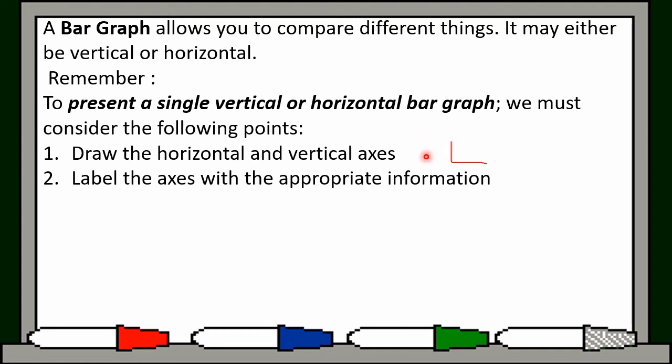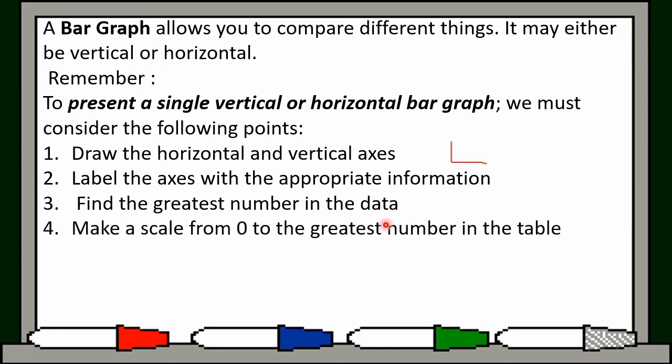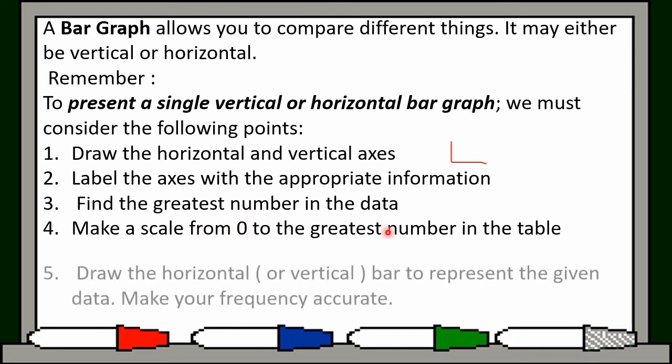And then sa another type of graph naman, andito yung viand, andito yung number of pupils. Next, find the greatest number in the data. Kagaya ng ginawa natin kanina, inalam muna natin ano yung may pinakamataas na number para alam natin yung gagawin nating numbering sa ating bar graph. Next, make a scale from 0 to the greatest number in the table. Lagi tayong nag-i-start kay number 0.